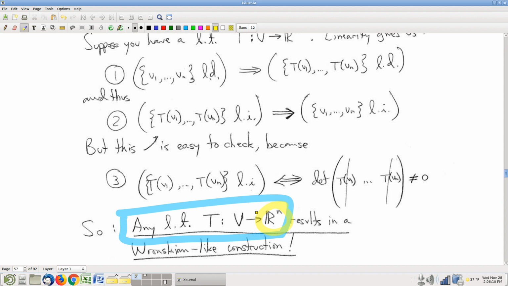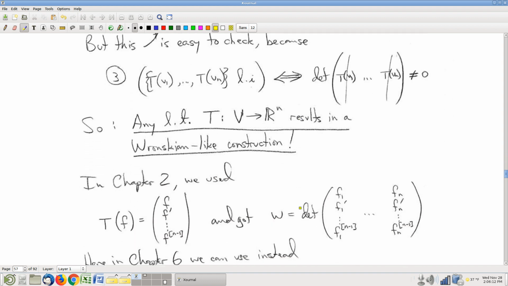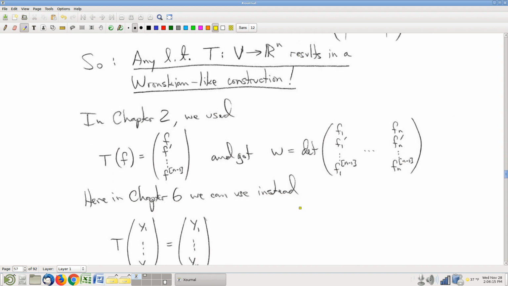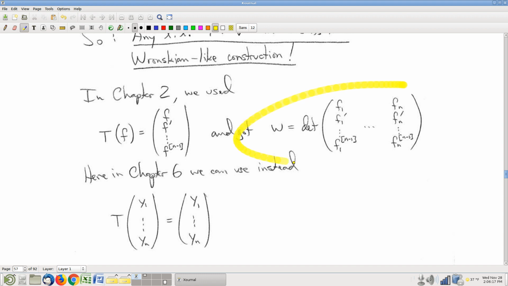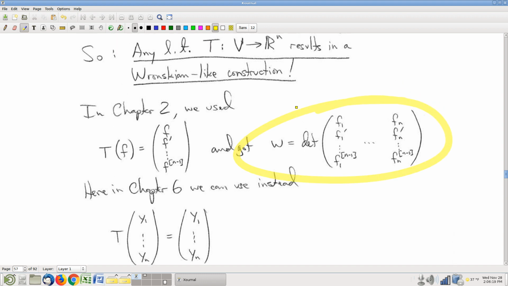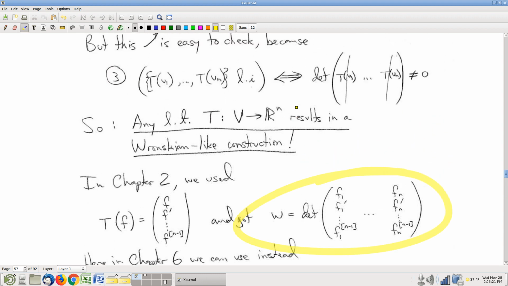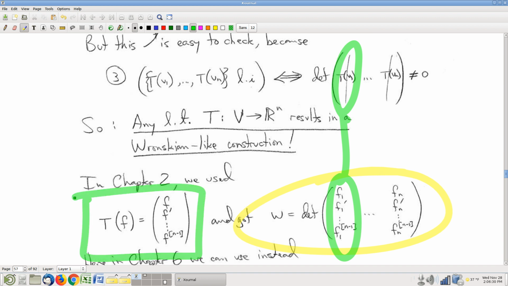Okay, so how did we use this in Chapter 2? Well, we didn't think of it this way, but in effect, this is what we did. This was our Wronskian. Where did this come from? Well, you can almost read it off of what we have here. The columns are telling us what our linear transformation is. So our good old Chapter 2 Wronskian is just the result of applying the above generalized Wronskian construction to this linear transformation.